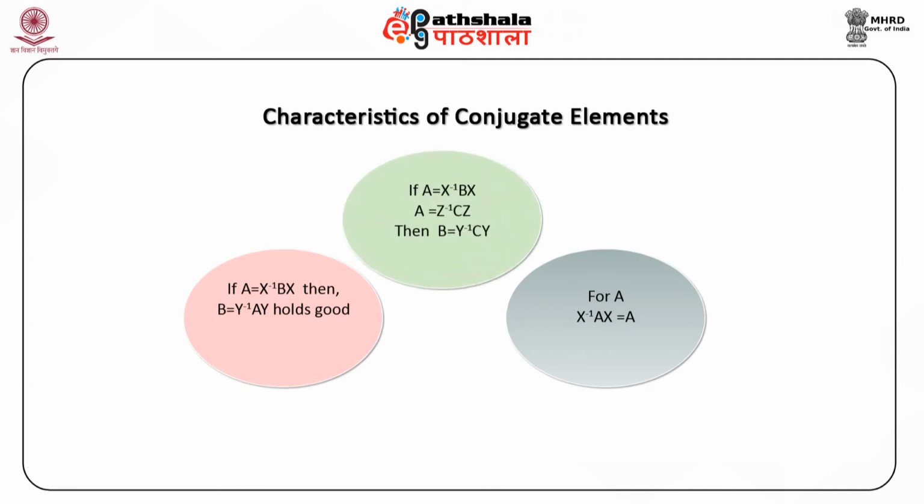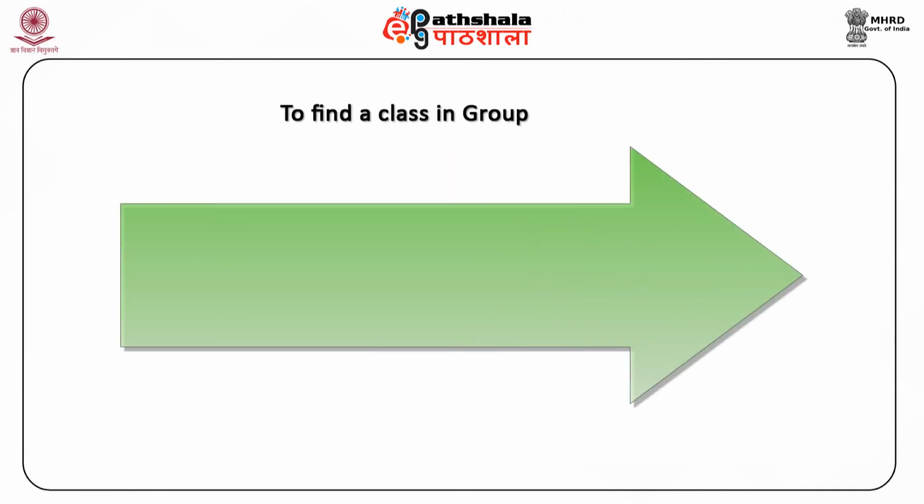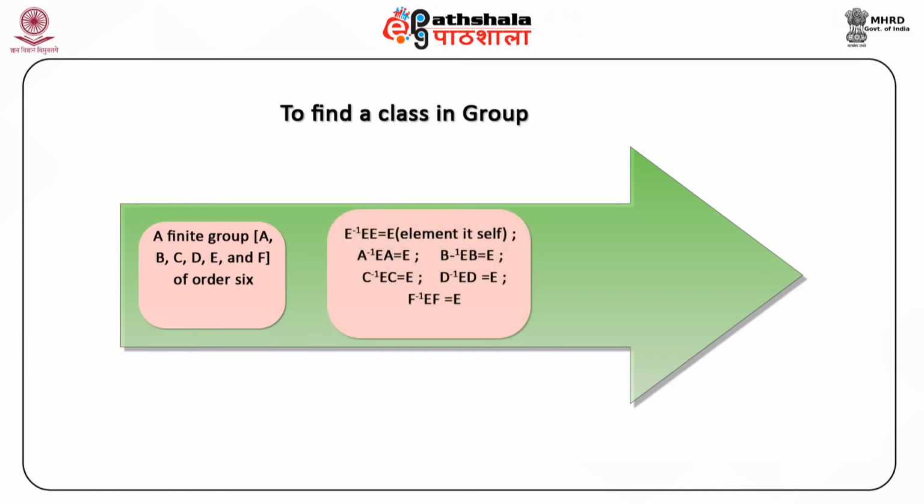If A is conjugate with B and C separately, then B and C are conjugate with each other, or if A is conjugate to B and B is conjugate to C, then A will be conjugate with C also. To find a class in a group, we need to take a finite group A, B, C, D, E, and F of order 6 with E as the identity element in this group.